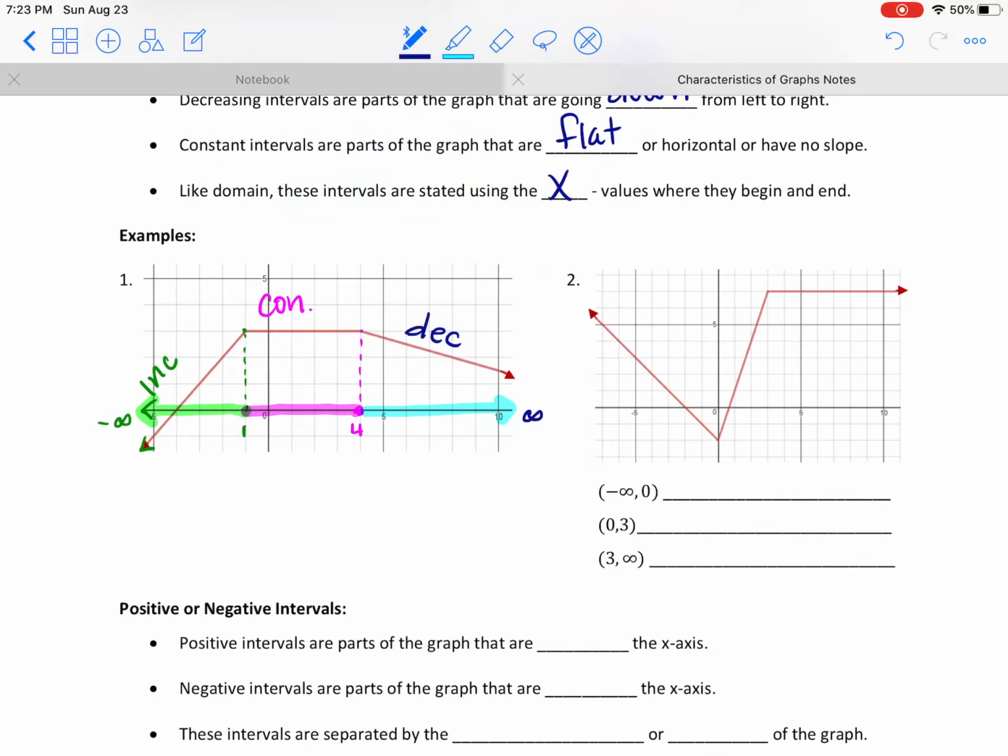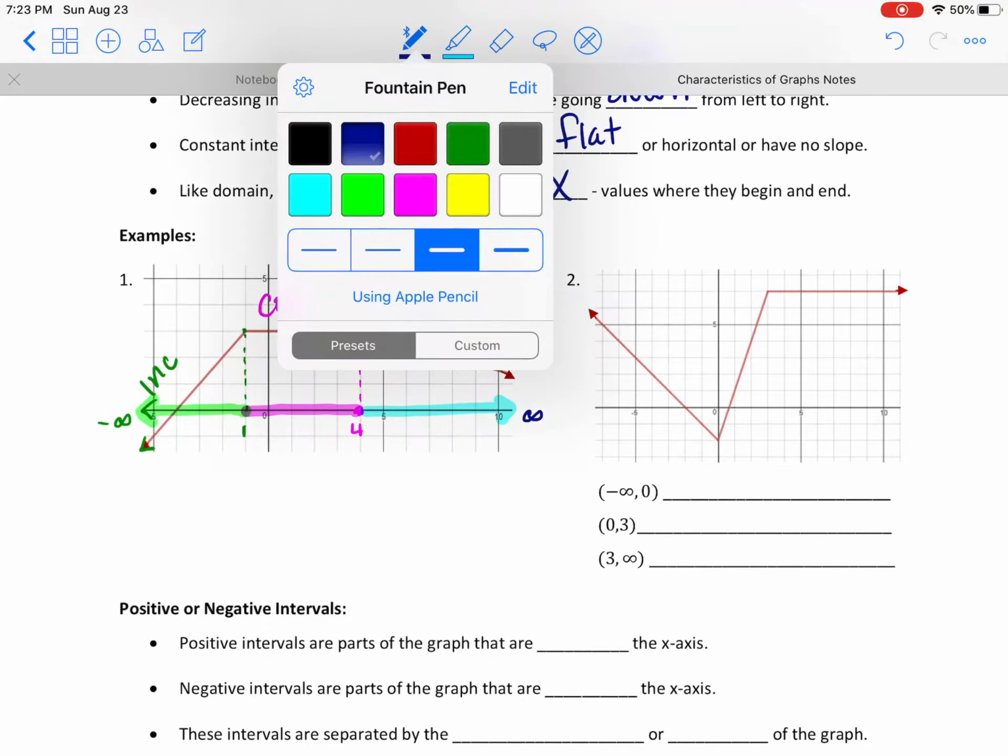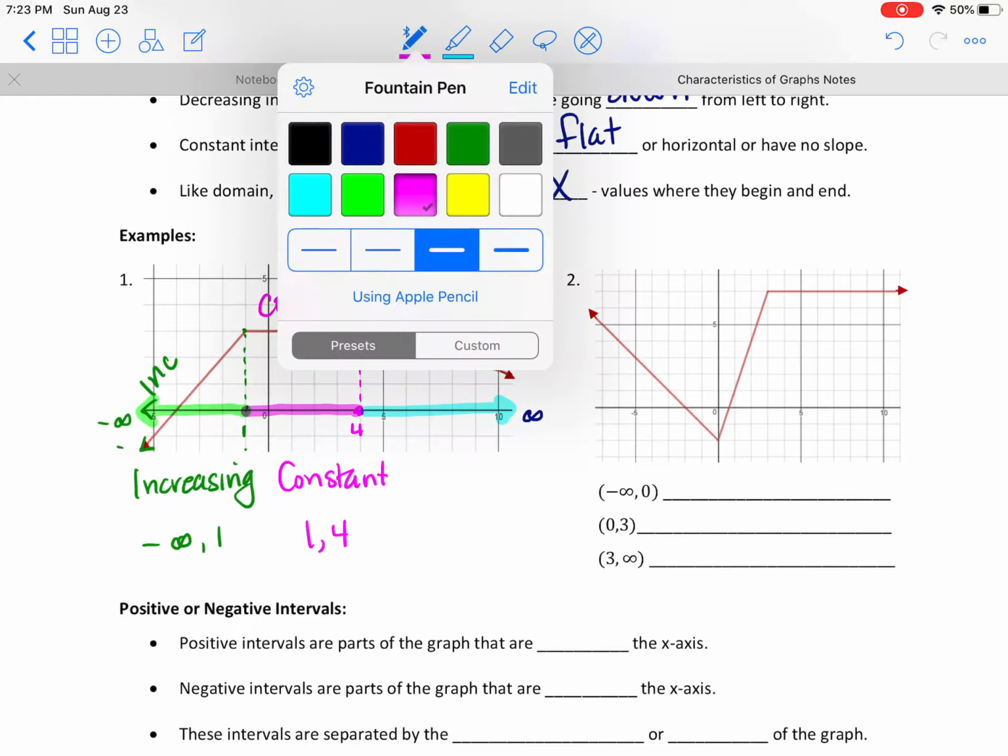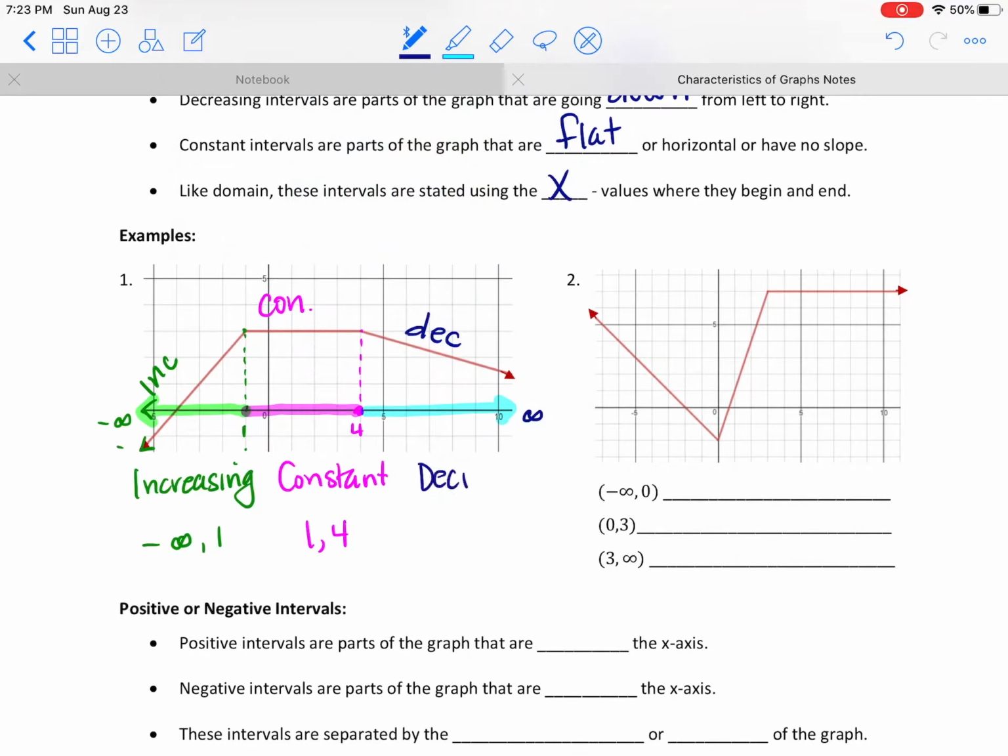Okay, so we would say that the graph is increasing from negative infinity to positive 1. Oops, almost wrote an 8. Negative infinity to positive 1. And then we would say that it is constant from 1 to 4. And then we would say that it is decreasing over this last interval, which is from 4 to positive infinity.